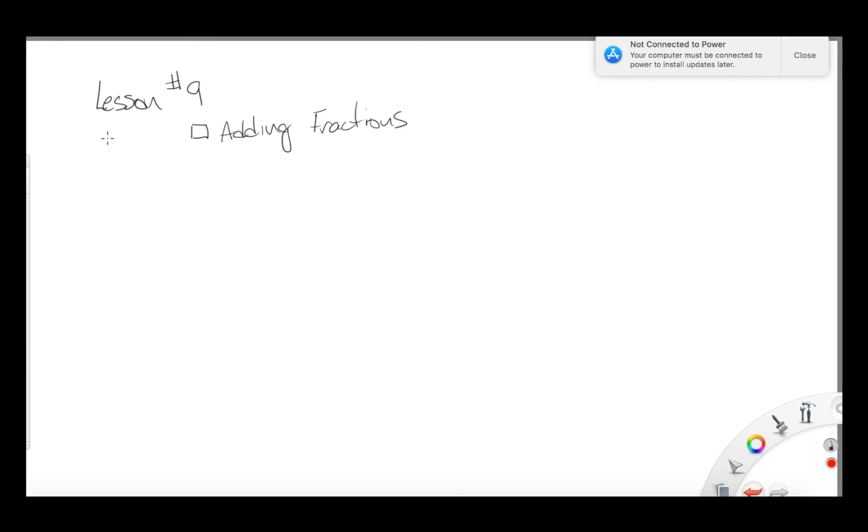Course 2, we are going to be in lesson 9 today, and we are going to be looking at a new lesson dealing with adding fractions. How do you add an actual fraction? So today we're going to look at simple things like adding fractions. Let's do 1/2 plus 1/2 to start with.